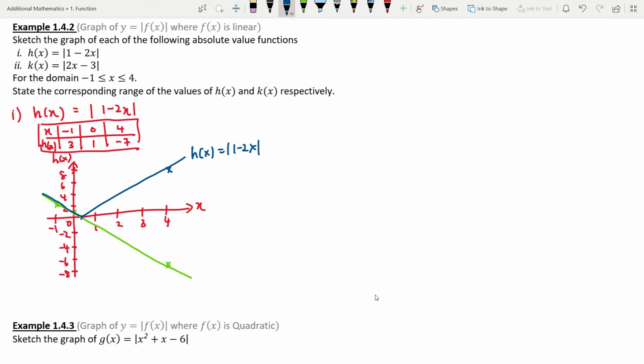State the corresponding range of the value of h(x). When x is from -1 until 4, our h(x), which is our y value, will be between 0, because the smallest value is 0, and the greatest number is 7.